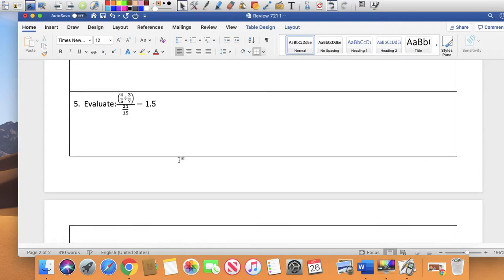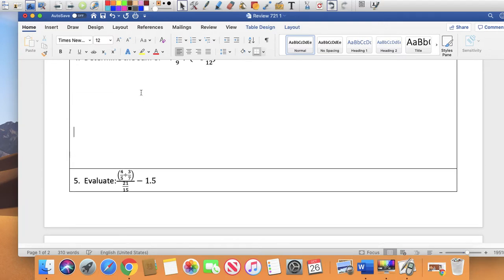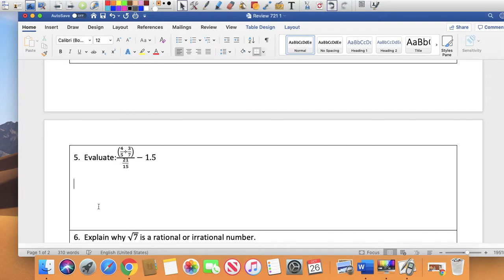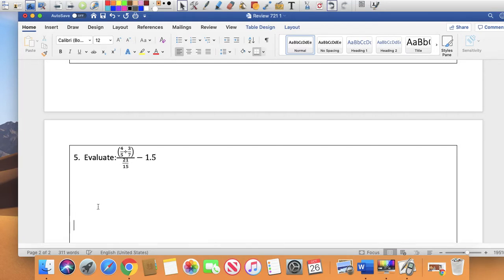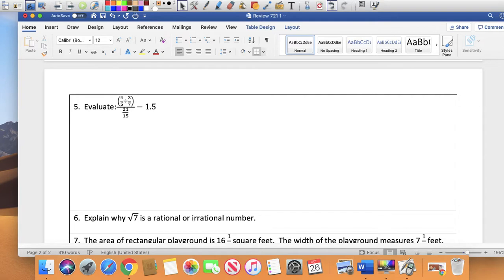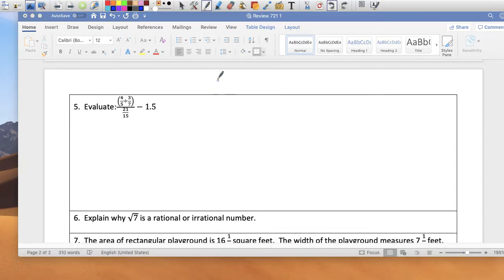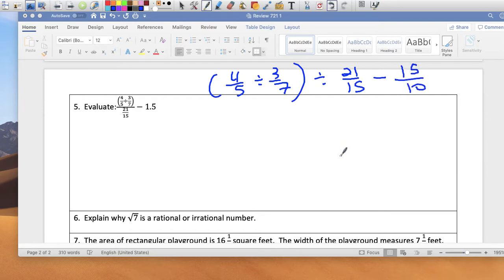Now, there's quite a lot of things in here. So there's a division, another division, and a subtraction. So if you want to rewrite this right now, you can, so I'll do that. So 4/5 divided by 3/7, right? That's what the numerator said. And then we're going to divide that by 21 over 15. Then minus 1.5, which you can or cannot leave as a decimal. I'm going to change it to a fraction, just to see, because it looks like that might help. So let's do these two first.